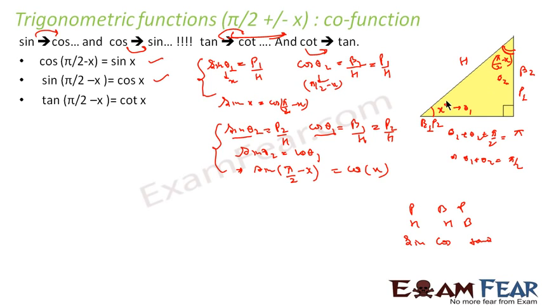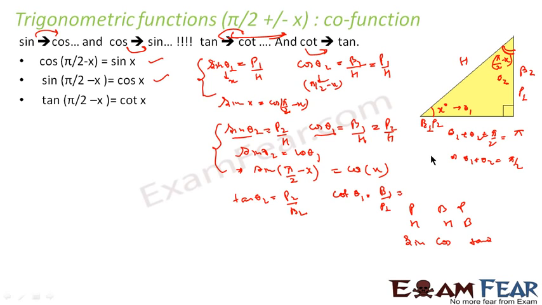Pi by 2 minus x is equal to theta 2. So we'll say tan of theta 2. Tan theta is equal to p by b. So p by b is p2 by b2. And cot of theta 1 is equal to b1 by p1.